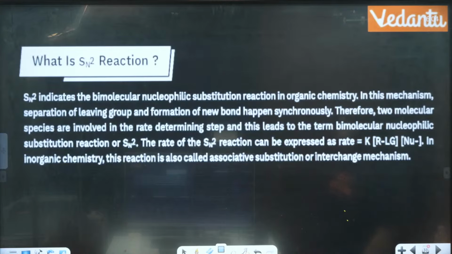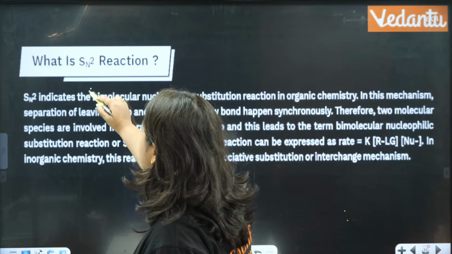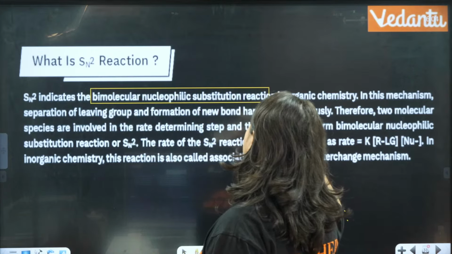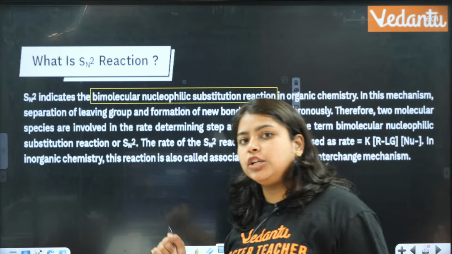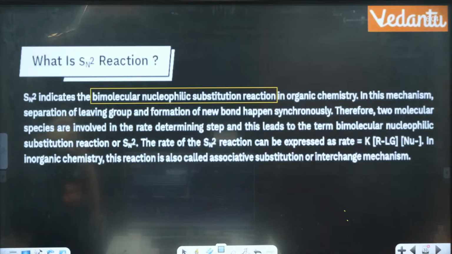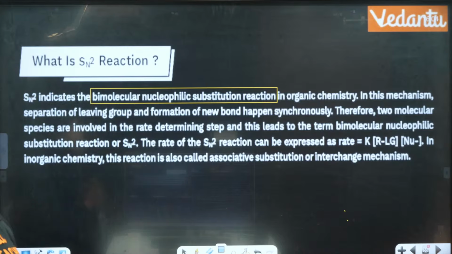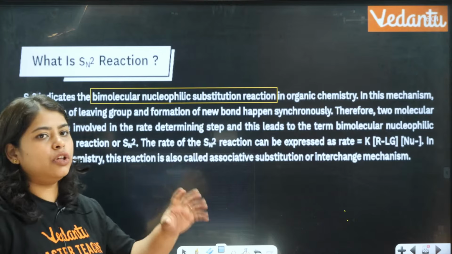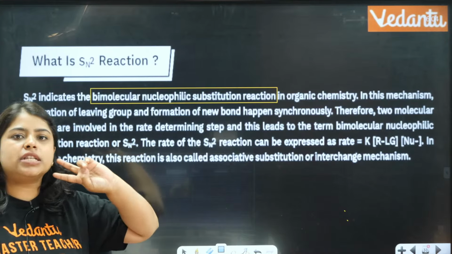Next comes the SN2 reaction. It indicates the bimolecular nucleophilic substitution reaction. The SN1 reaction is uni, the SN2 reaction is bi. Clear? In this mechanism, the separation of a leaving group and the formation of a new bond happen together, which means there will be a formation of a new bond here. Therefore, 2 molecular species are involved.